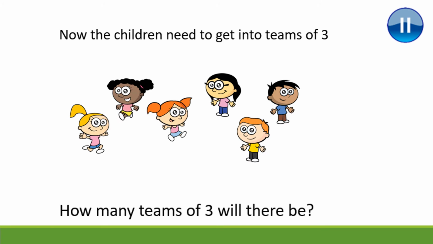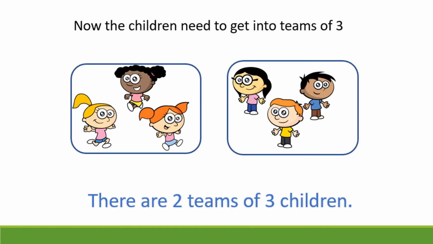How about this one? Now the children need to get into teams of 3. So how many teams of 3 will there be? Pause the video to have a think. There are 2 teams of 3 children. When 6 children have to get into teams of 3, there are 2 teams. Well done.